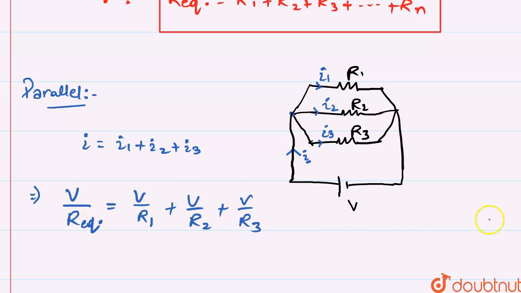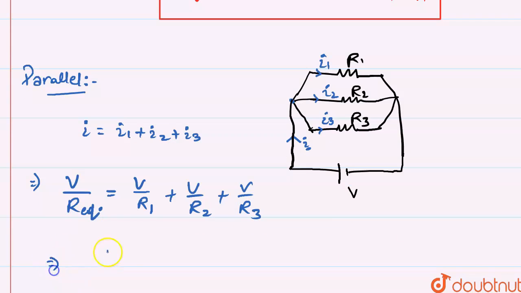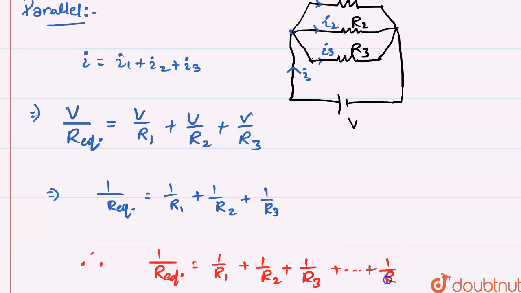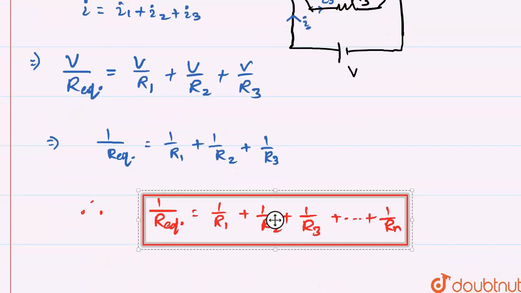As you can see here, V will be cancelled from the whole equation, and we get 1 upon R equivalent equal to 1 upon R1 plus 1 upon R2 plus 1 upon R3 for parallel combinations. In generalized terms, for n different resistances, 1 upon R equivalent will be 1 upon R1 plus 1 upon R2 plus 1 upon R3, and so on till 1 upon Rn, where Rn is the nth resistance. So these are all the basic facts about the combination of resistances, guys.